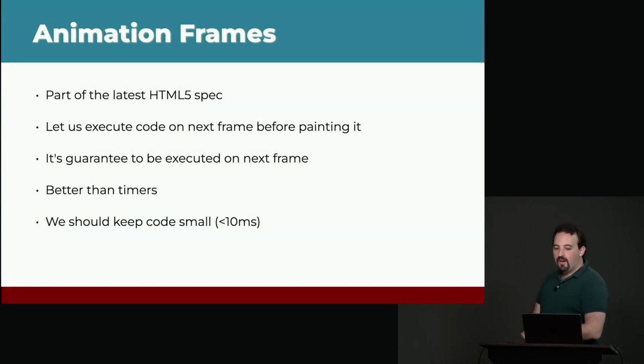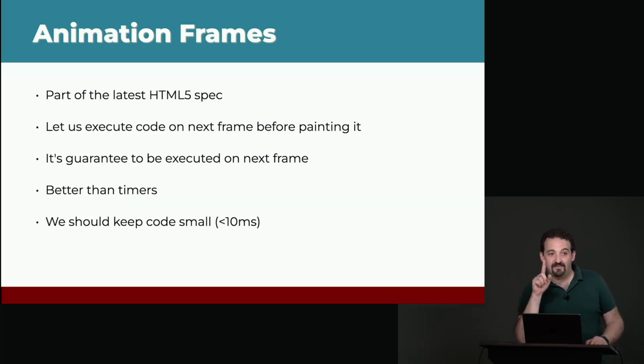So for those of you that are using setTimeout and setInterval, there is a much better way that has been around for a while now, but it's still not the way that most developers are using. It's requestAnimationFrame. It's part of HTML5 today, and lets us execute code on the next frame before painting the frame. Remember that we saw that diagram with what's going on there?